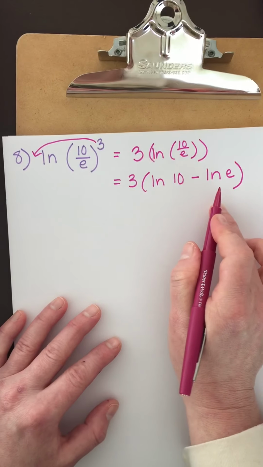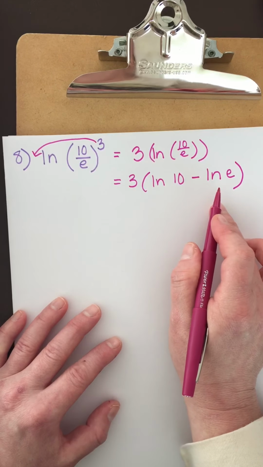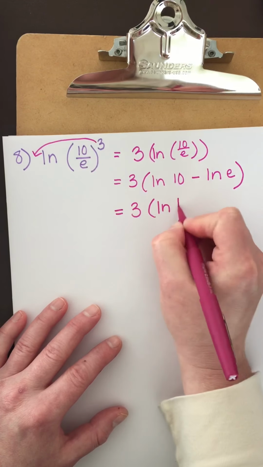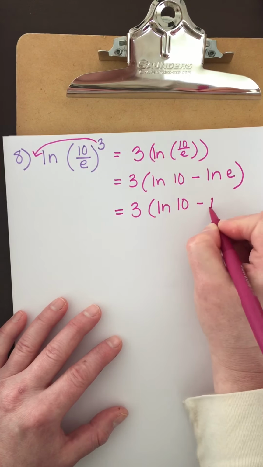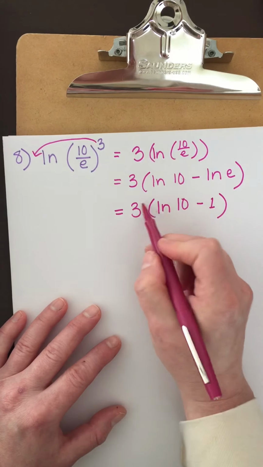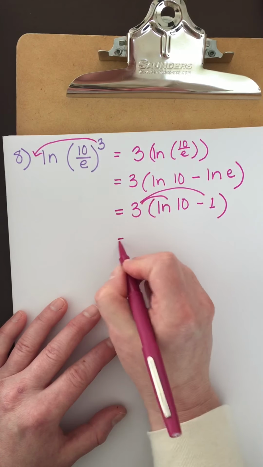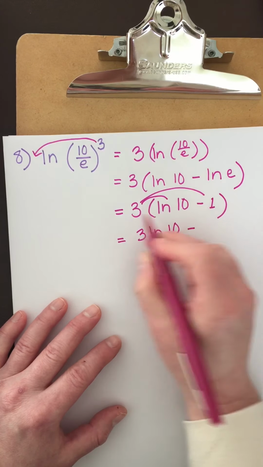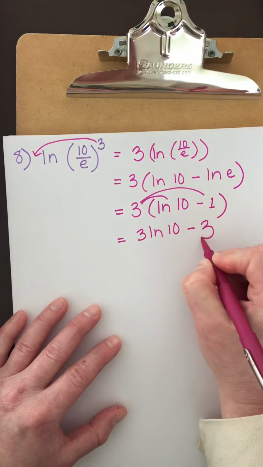And the natural log of e is one of your basic log properties. What would that equal? That would be 1. And now I'll just use the distributive property. So we have 3 times the natural log of 10 minus 3 times 1, which is 3.